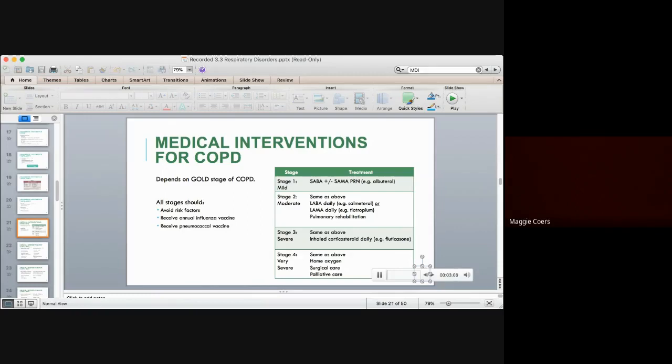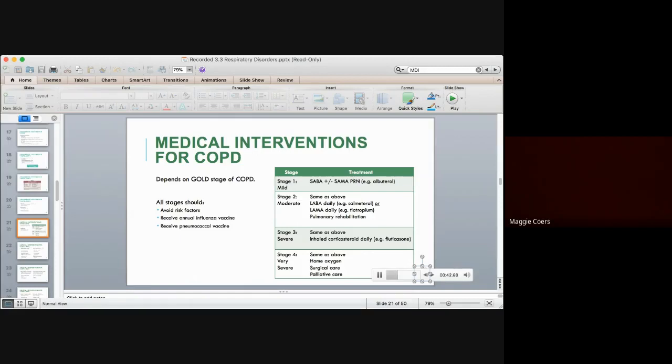Treatment for COPD depends on what GOLD stage the older adult is in. Stage 1 is called the mild stage, and we usually prescribe a SABA or a SAMA PRN, as needed for shortness of breath. We're going to talk about SABAs and SAMAs in a few minutes. Basically, though, a SABA is a short-acting beta agonist, and a SAMA is a short-acting muscarinic antagonist. They have the same effect for the older adult in stage 1: they quickly open up the bronchioles when a patient becomes short of breath.